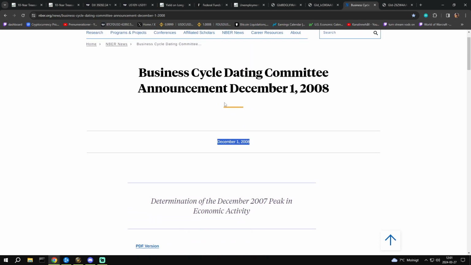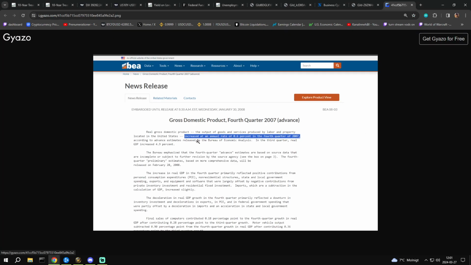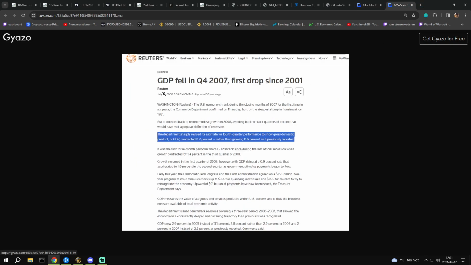December 1st, 2008, the month of the peak. The committee identified December 2007 as the peak month. And they go back and they revise down all the garbage data that they were lying about in the past. For example, they told you GDP increased at an annual rate of 0.6% in Q4 of 2007. And this report came out in January 2008. And then in July of 2008, they sharply revised it down to a contraction of 0.2% rather than growing 0.6%. So all the data that they came out with was all fake.